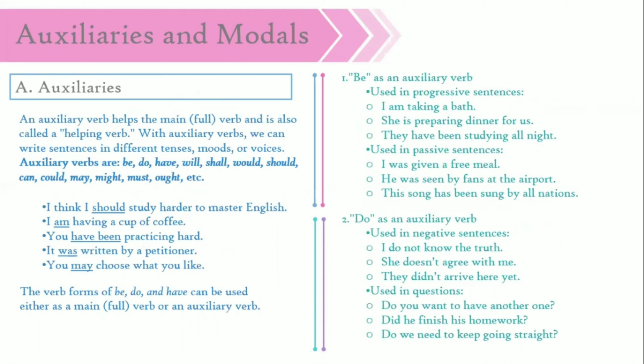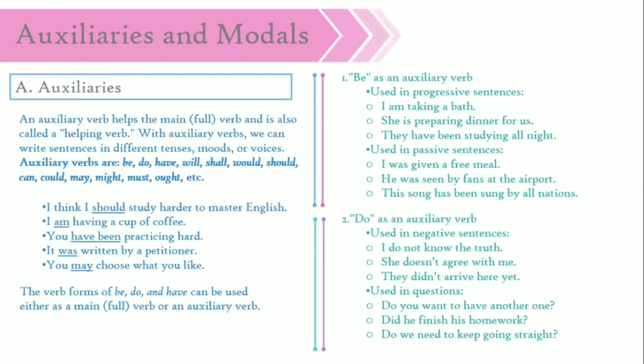I want to explain about auxiliaries and modals. Auxiliaries. An auxiliary verb helps the main verb and is also called a helping verb. With an auxiliary verb, we can write sentences in different tenses, moods, or voices. Auxiliary verbs are be, do, have, will, shall, would, should, can, could, might, must, ought, etc.